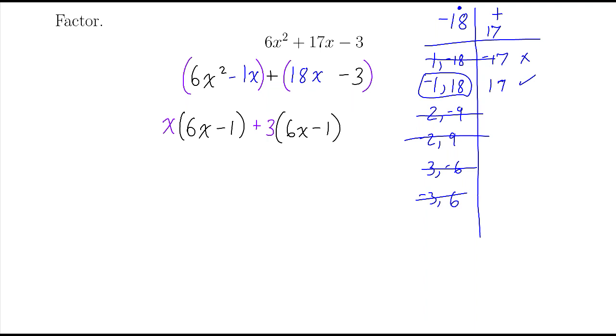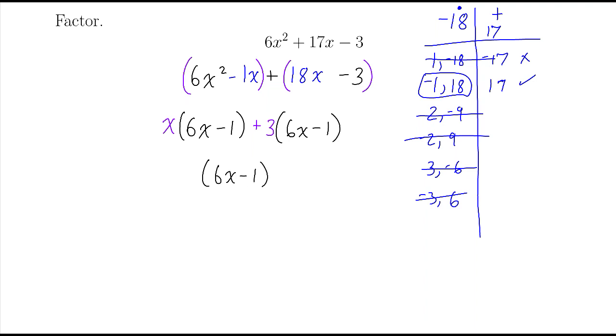Now, this is the hardest part to see, but this is the easiest step. This expression here consists of two terms, right? x times 6x minus 1, plus 3 times 6x minus 1, right? You have two terms. Notice the two terms have a common factor. Their common factor is 6x minus 1. Oh, wow. So 6x minus 1 is the common factor. I'm going to write that in black.